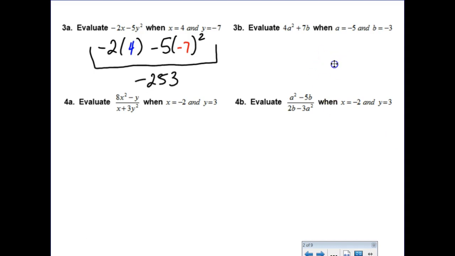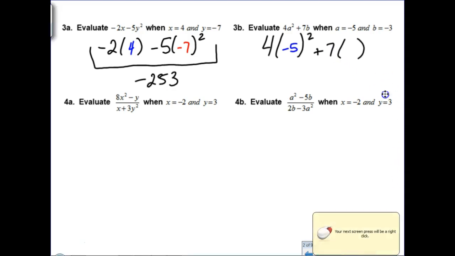All right, this next question. Same idea, I'm going to write down the skeleton. So 4 times something squared plus 7 times something. There's a skeleton. Let's plug in a equals negative 5. And then b equals negative 3.